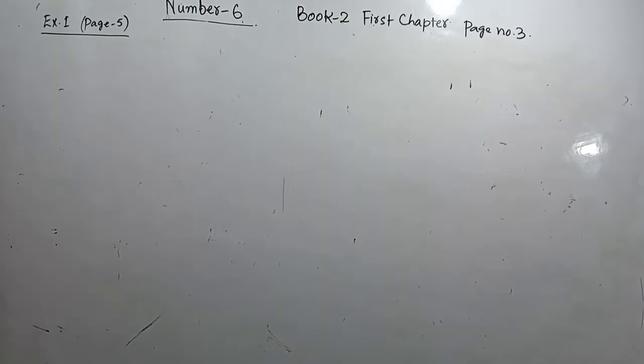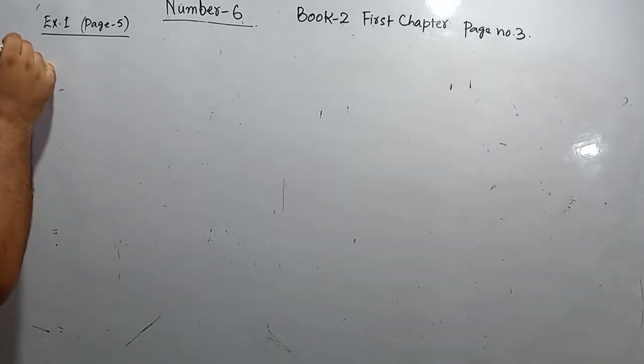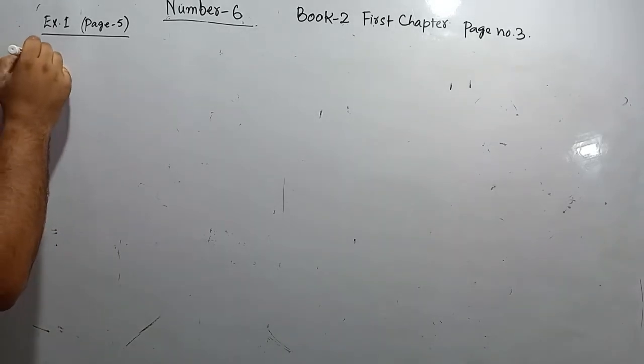Now see the exercise 1, page number 5. The first question is, are these pairs of quantities in direct proportion? Give reasons for your answers. So we need to check whether the given pairs are in direct proportion. Now you can see the first one, part 1. Question number 1, the first part.